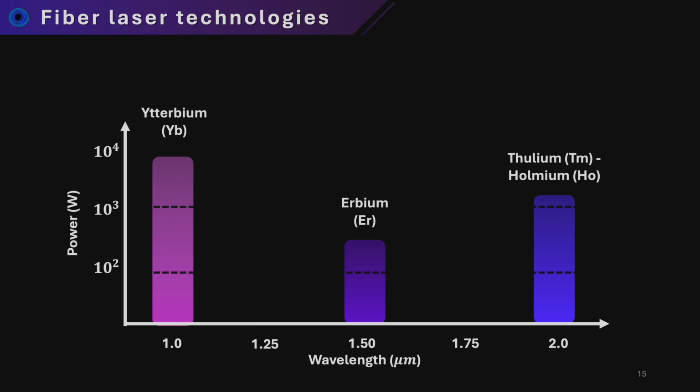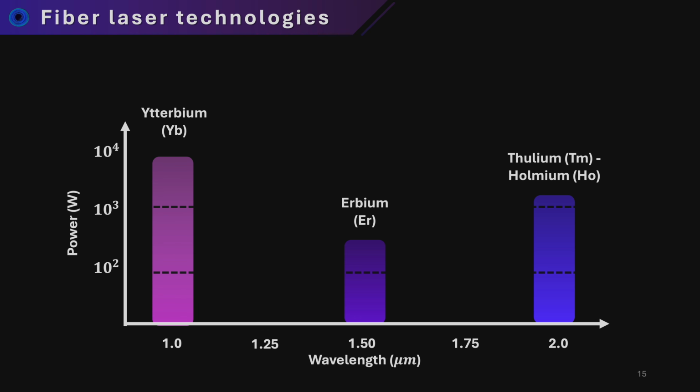But here is the problem. What if we need a laser at a wavelength that doesn't match any of these dopants? For example, suppose I want a laser source around 1200 nanometers for a specific application. We simply don't have a gain medium that directly emits at that specific wavelength. So, what do we do then? This is where nonlinear optics comes to the rescue.